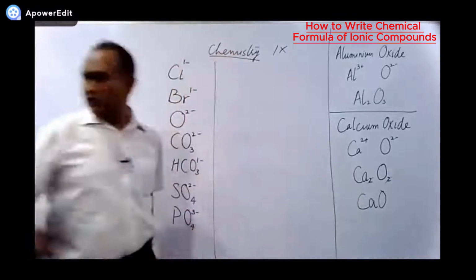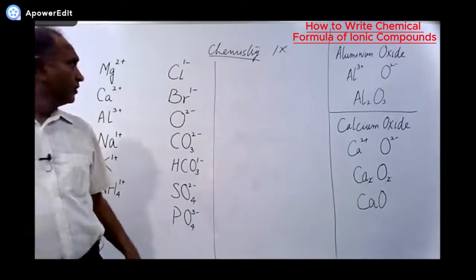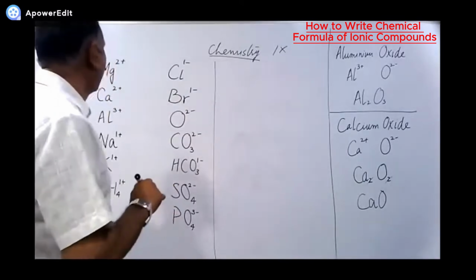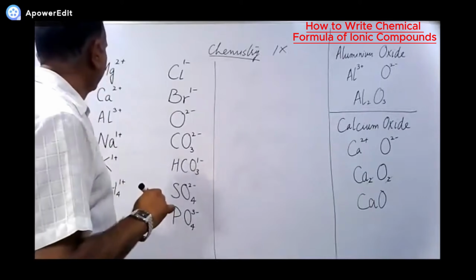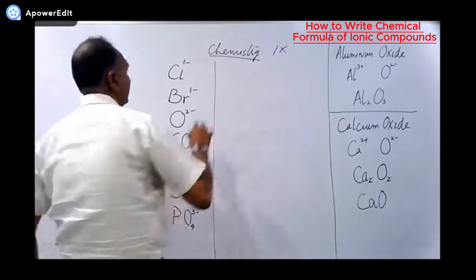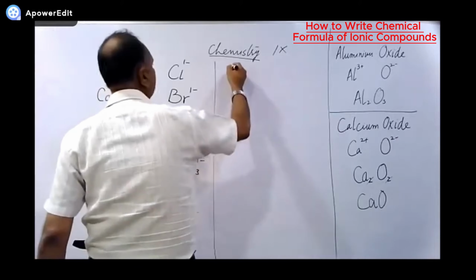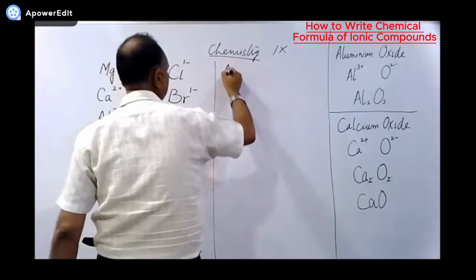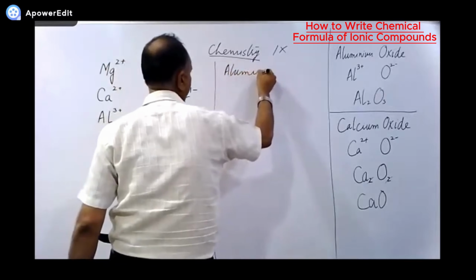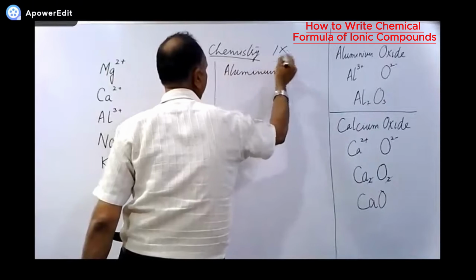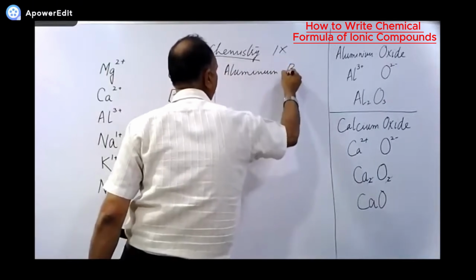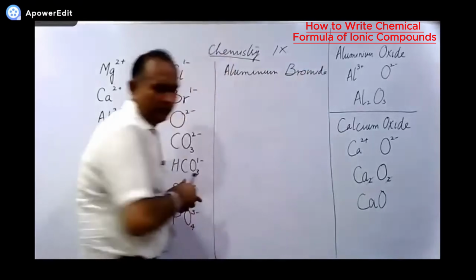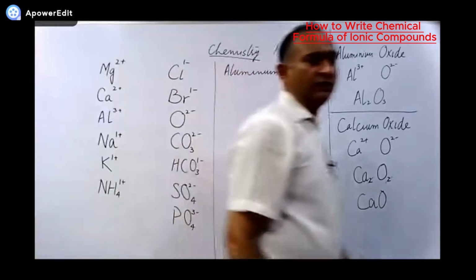Now try by yourself right now to form the formula of aluminium bromide. Do it by yourself within a minute. Hurry up. Do it by yourself within a minute.